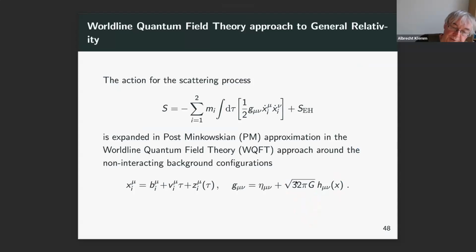So here people have developed a worldline formalism. Basically what you have is a worldline theory of this form coupled to the Einstein-Hilbert action. This is expanded in PM, meaning the post-Minkowski approximation, and can be evaluated in this worldline quantum field theory, which is an expansion around a non-interacting background. If the background would not be here, then the set would not be here. And if you expand the metric in a similar way, if it were a straight line motion, then it would only have this term. But if you have a small perturbation to the metric around the flat background, then you add this term.